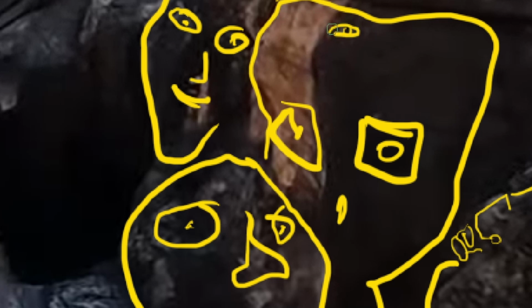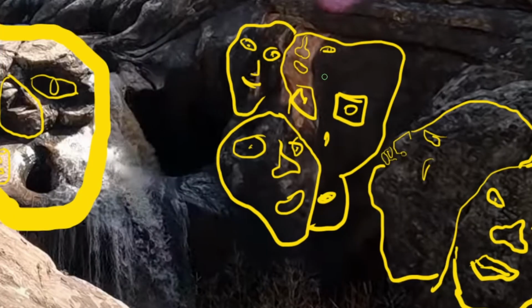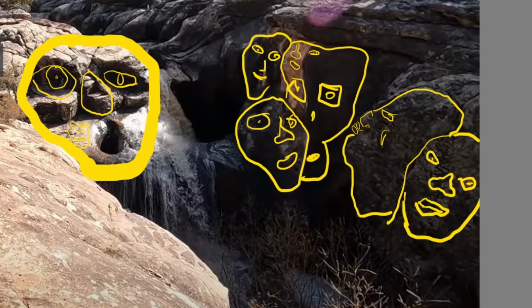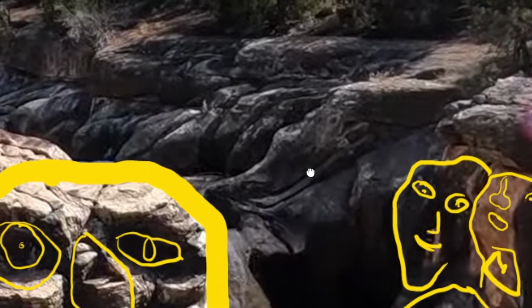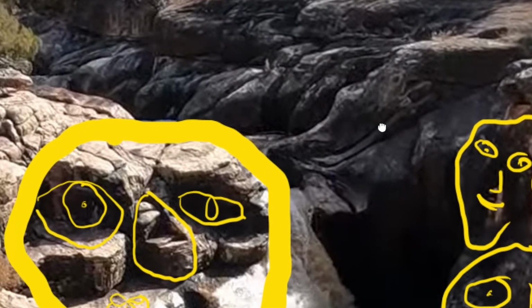I mean, look at this eye right here. It's very delicate. Look at this nose right here. There's a nose. Here's a mouth. It's tough to say exactly how this was supposed to look, how it would have looked.